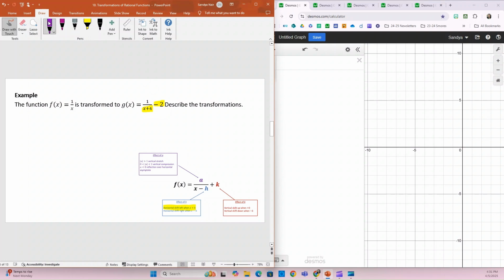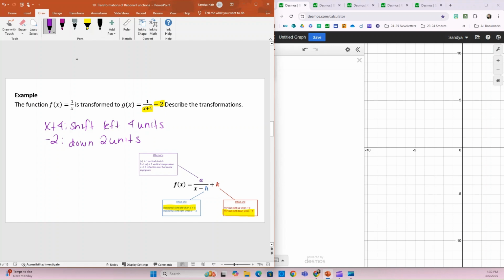So that means that this x plus 4 is going to have the effect of shifting the function left 4 units. Okay, so now the next thing I have is that minus 2. So if I go to my study guide, I can see that that minus 2 is a minus k value. So that means I'm going to have a shift down when I have a minus k. So that means that function is going to go down 2 units.